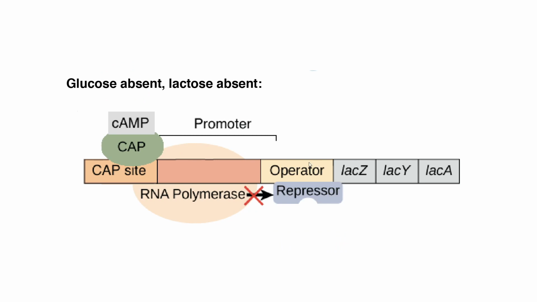All right, so next is glucose absent and lactose absent. No transcription of the Lac operon occurs. cAMP levels are high because glucose levels are low, so CAP is active and will be bound to the DNA. However, the Lac repressor will also be bound to the operator due to the absence of allolactose, acting as a roadblock to RNA polymerase and preventing transcription.